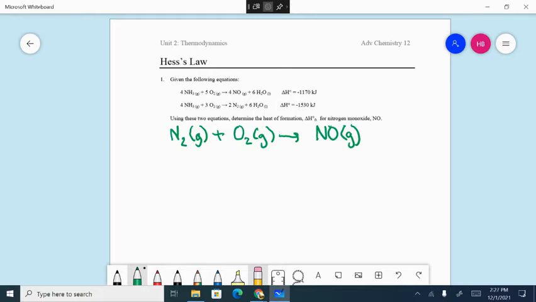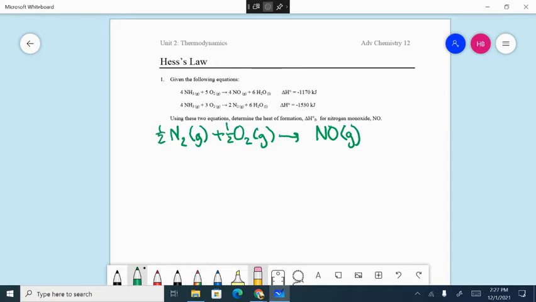Now here's the tricky part. In order to be enthalpy of formation, the coefficient for NO has to be 1. That makes the coefficient for nitrogen 1/2 and oxygen 1/2. I'm going to say to myself, eesh, can you imagine using fractions? Whenever we're in a situation where we have to divide or use fractions, sometimes that can be tricky for people. I know myself, I'm better off not using fractions.